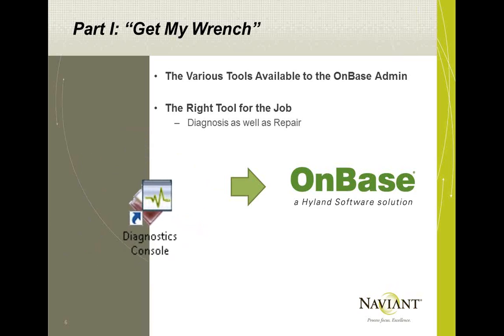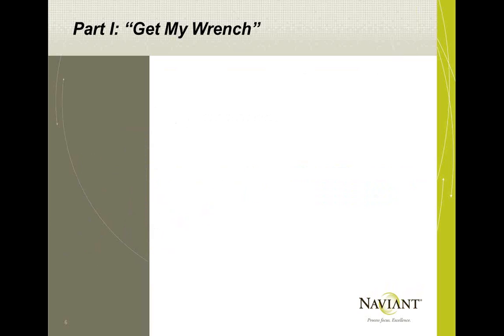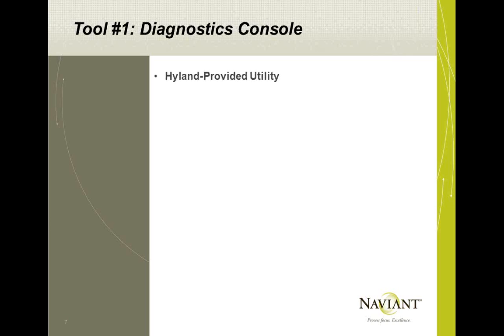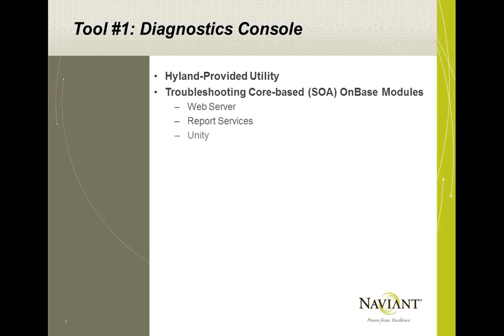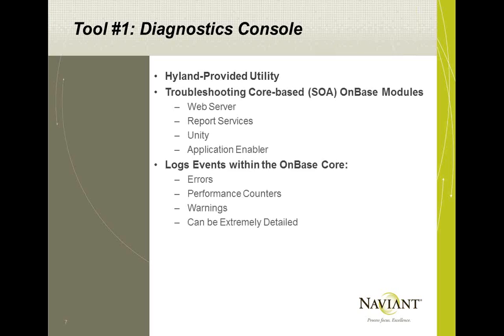So we'll get started here, and we will start off with the Diagnostics console. The Diagnostics console is a Highland-provided utility for troubleshooting their core-based or service-oriented architecture components, such as the web server, the app server, report services, the Unity client, application enabler, and others. It logs events that occur within the OnBase core. Errors, performance counters, warnings, and even just configuration information can be recorded by the console. Since it works with Highland's internal debugging and logging systems, it can get very detailed.